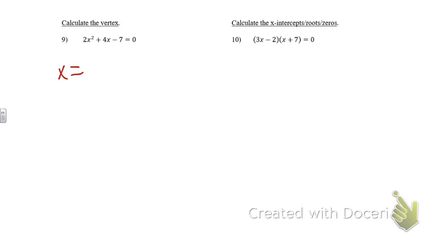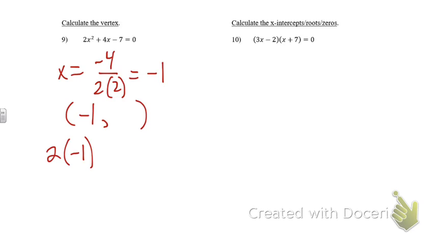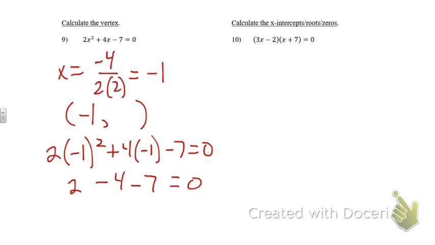So x equals negative b over 2a. That gives me negative 1. That's my x coordinate. And I plug in negative 1 to find the y coordinate. So 2 minus 11, negative 9. That would be a minimum, because I know if the 2 is positive, it's a parabola opening up.